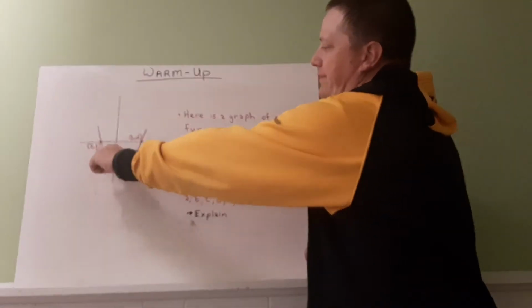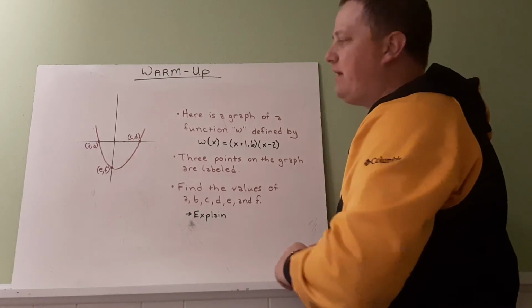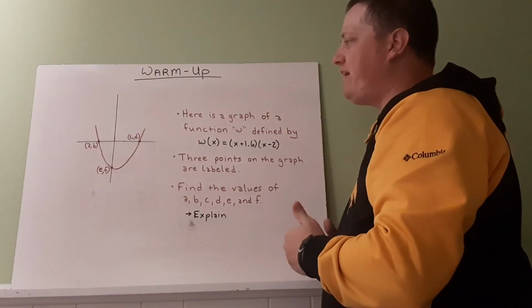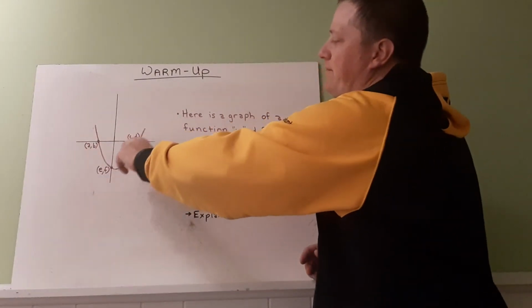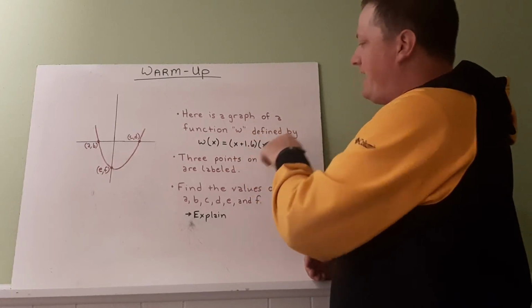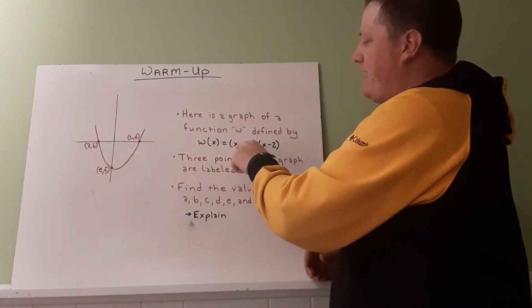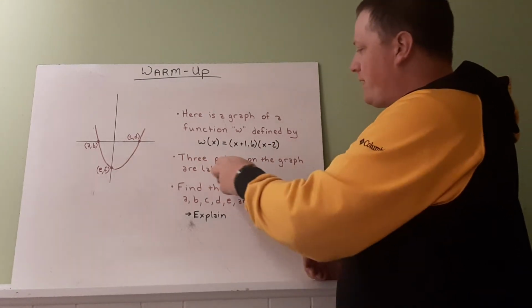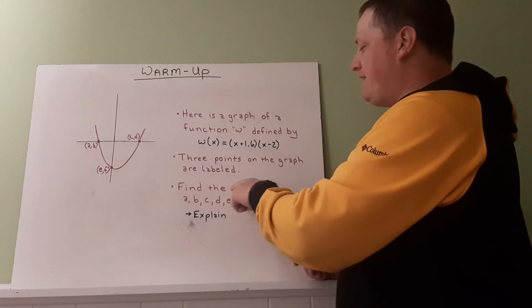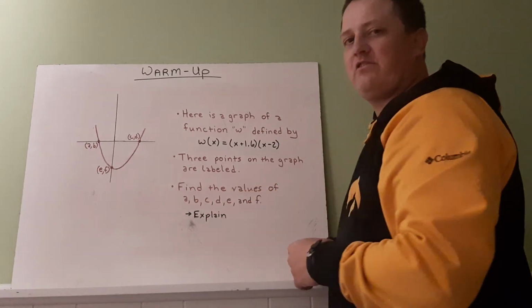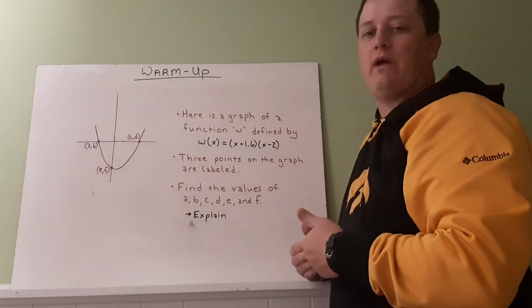All right, so your warm-up is, you have this graph with these 3 points. Notice that they're all letters. None of them are numbers. Your job is to figure out what numbers would replace each of those letters. Here's a graph of the function w defined by w of x equals x plus 1.6 times x minus 2. 3 points on the graph are labeled. Find the values of a, b, c, d, e, and f. And please explain how you got the values you got.